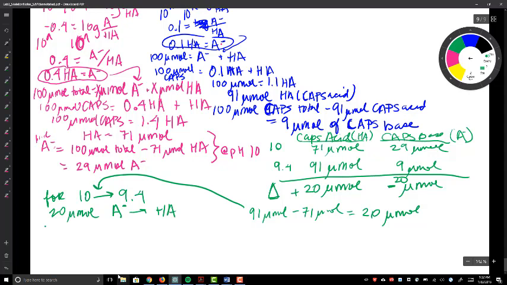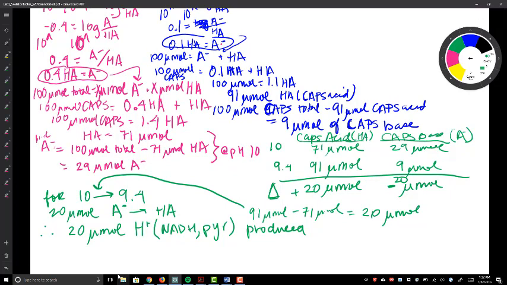So that means 20 micromoles of H plus, and by extension NADH and pyruvate, must be produced to make that pH change. Okay, so the reaction has to run for the amount of time that would give us 20 micromoles of H plus and NADH and pyruvate, and the time that it would take to produce 20 micromoles of each product is the time that the reaction would operate under an effective buffer.